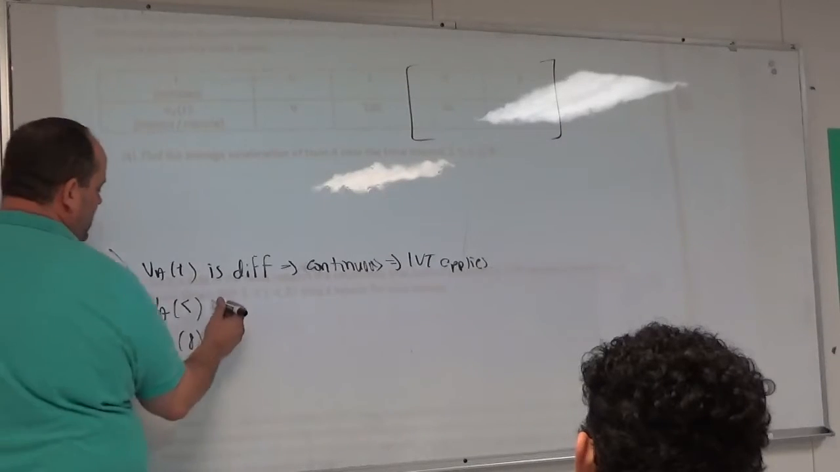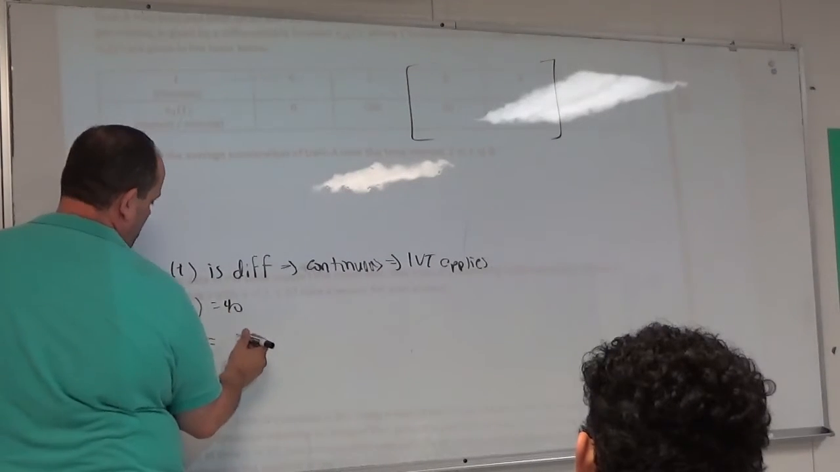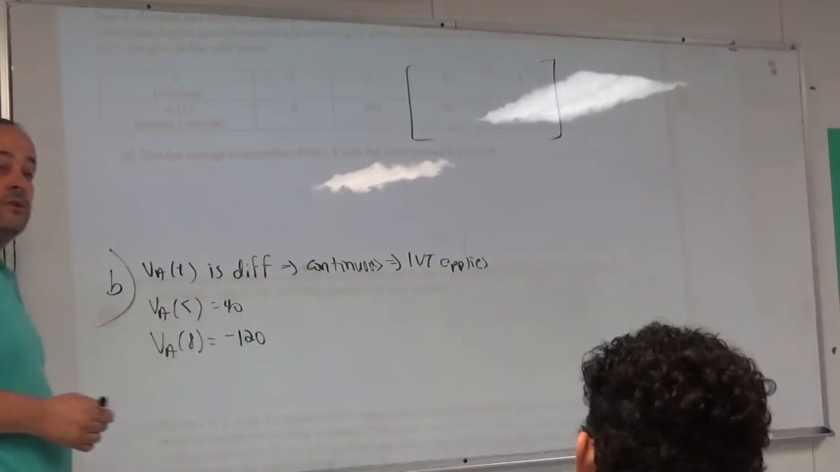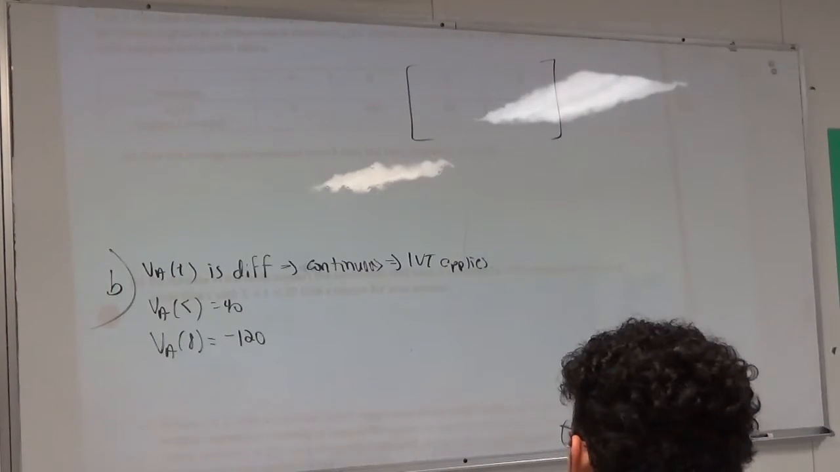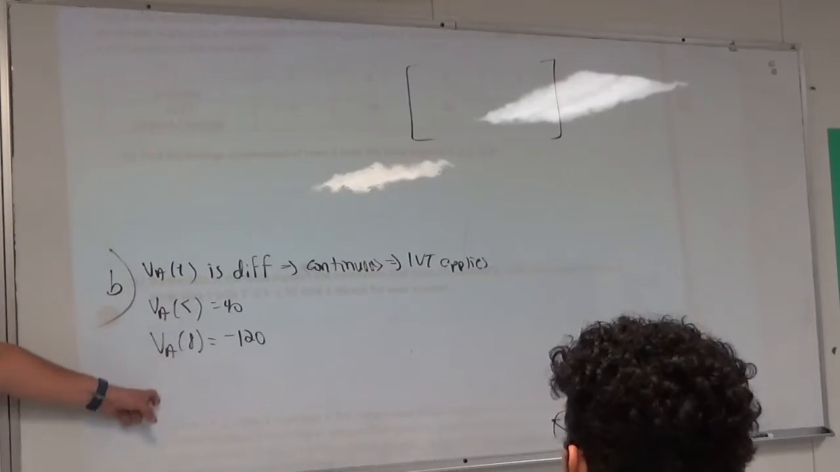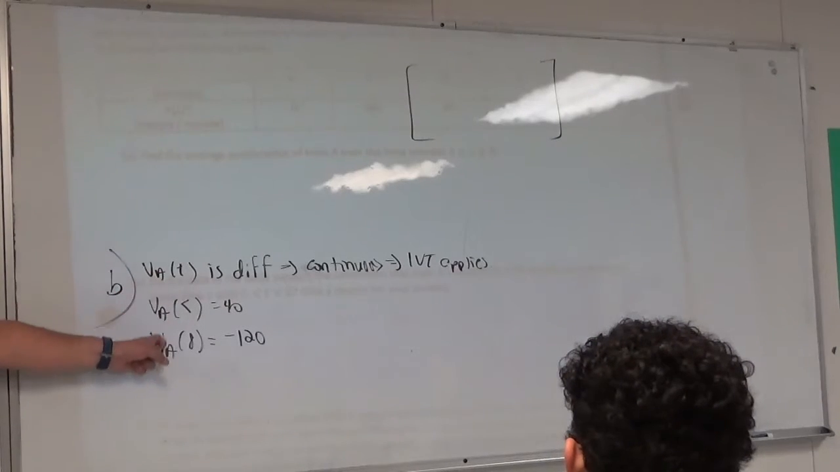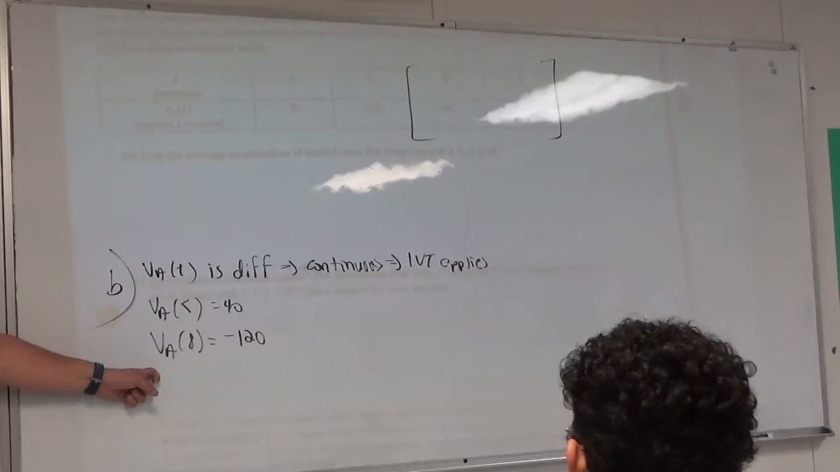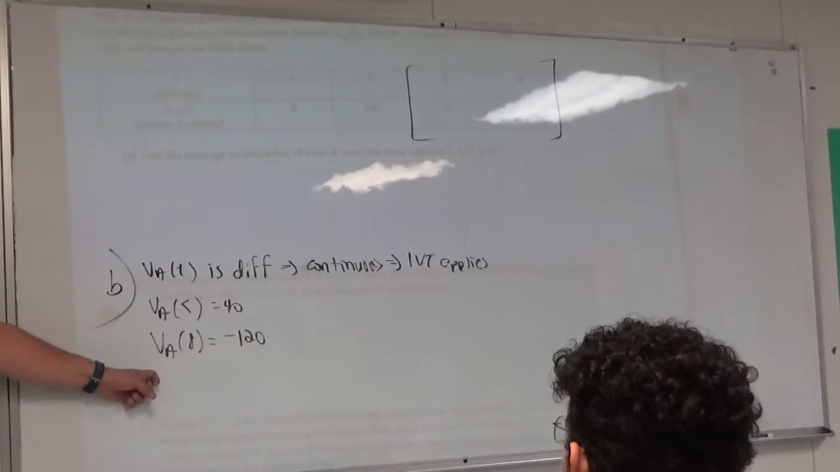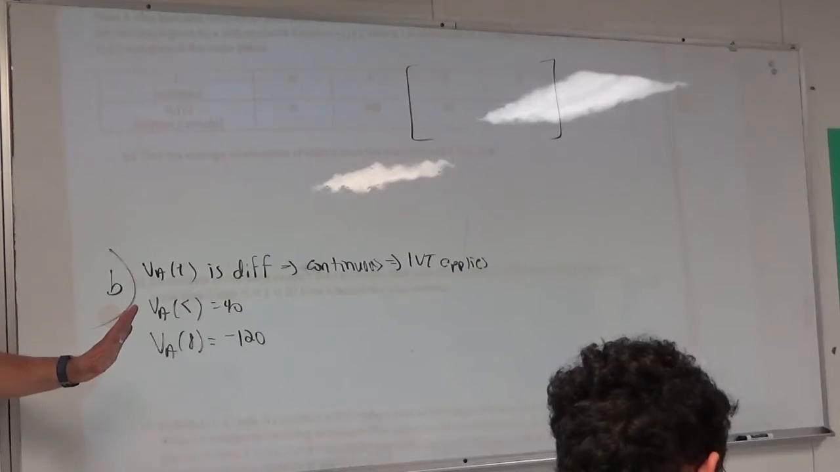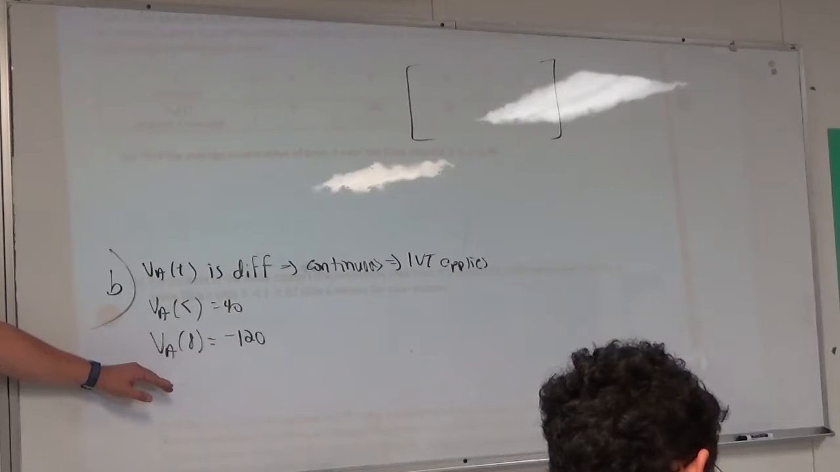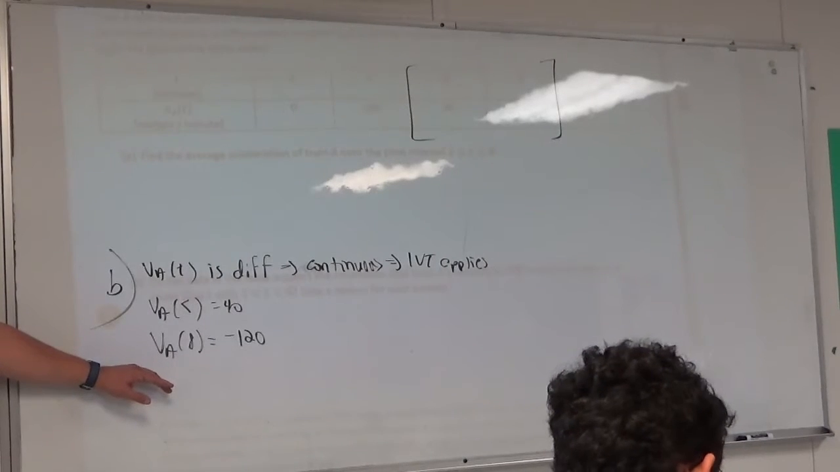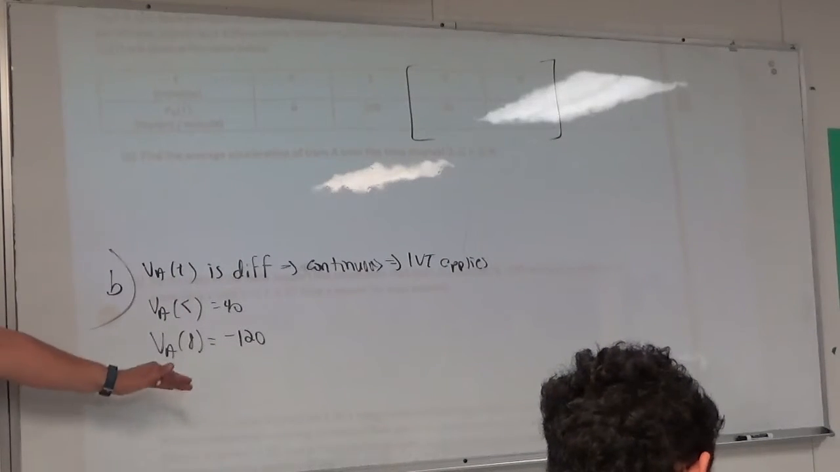What's the velocity at each time? Well, this guy's 40. This guy is negative 120. What's so special about negative 100? It's in between. Does the velocity have to be equal to positive 100? No. It could be equal to 100, but does it have to be? No, because you're not inside that interval.